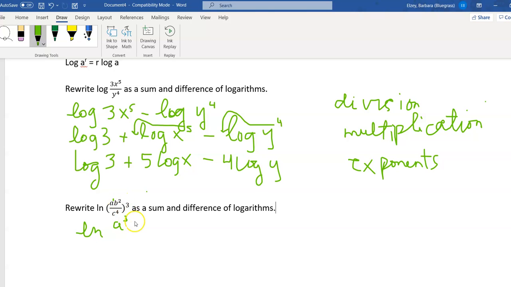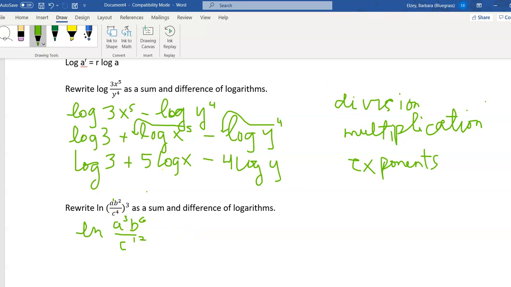3 times this 2 is b to the sixth. And on the bottom, 3 times the 4 is c to the 12th. And now it becomes a problem very similar to the last problem. All right, so let's break this up. Let's first deal with the division.